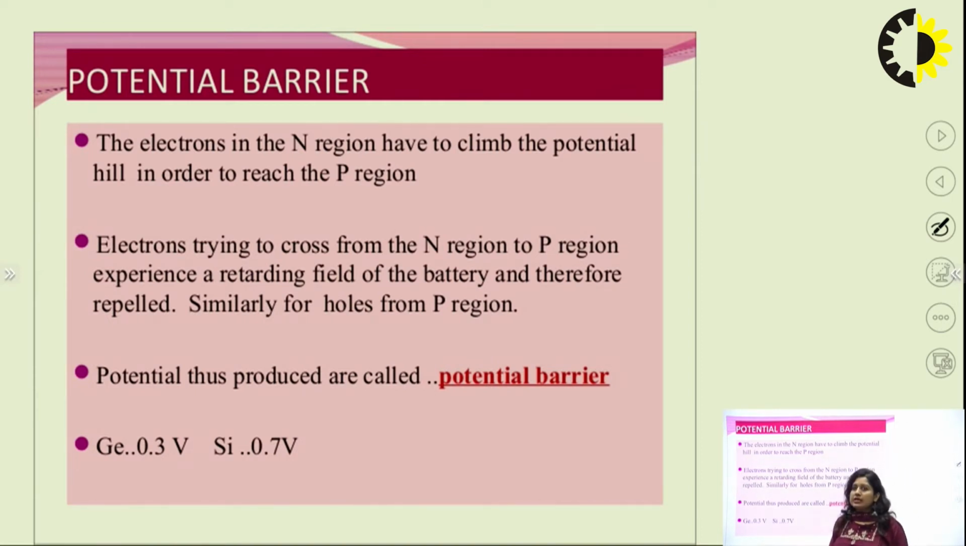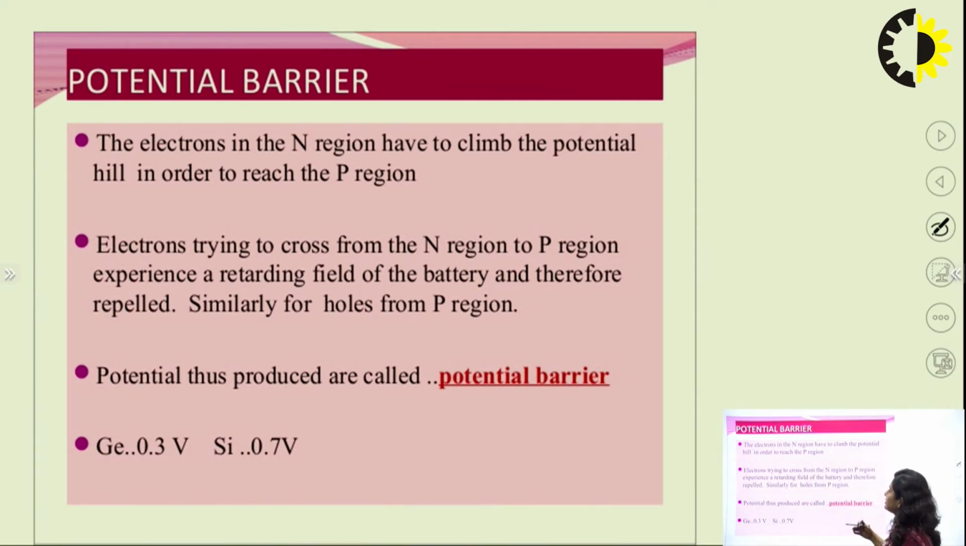So we have to see how to reduce the potential barrier so that there will be a proper transition of electrons and holes across the junction. The electrons in the N region have to climb the potential hill. Because it is called a potential barrier, they have to climb a particular voltage value so that they will reach the P region.